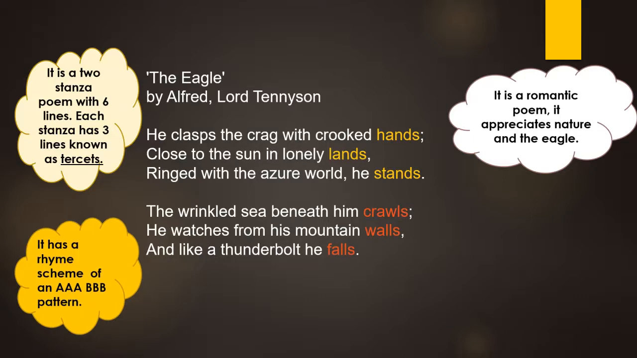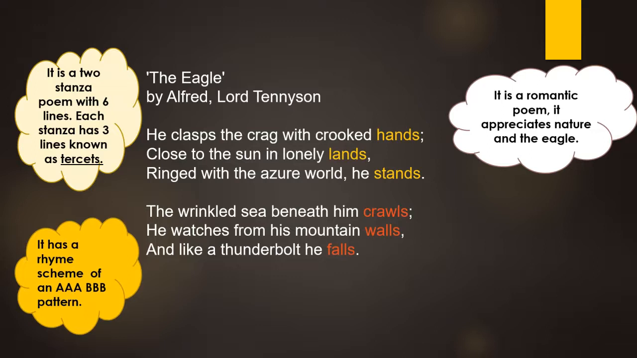It has a rhyme scheme of an A-B-B pattern. So just as I've highlighted in the words in the first stanza, you would see that hands, lands, stands, all these rhyme, and so they are represented with the first alphabet, which is A. And then in the second stanza, the words crawls, walls, and falls are also words that rhyme. And so we represent that with the second alphabet, which is B.